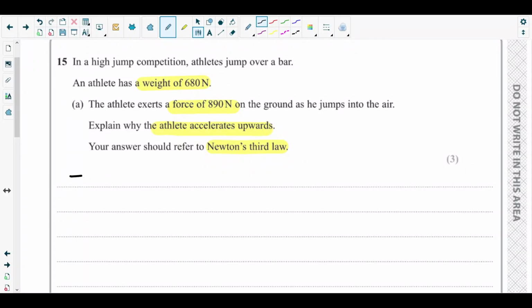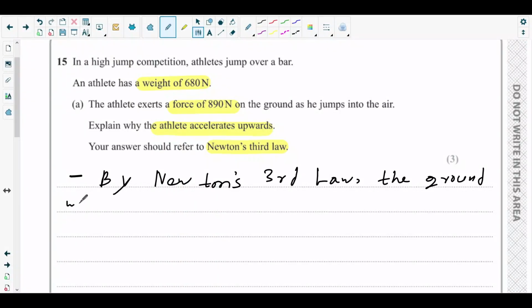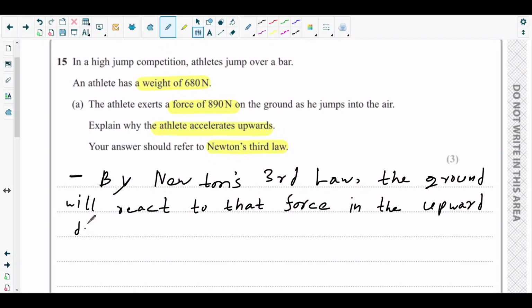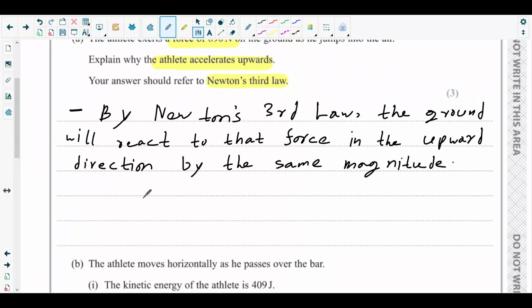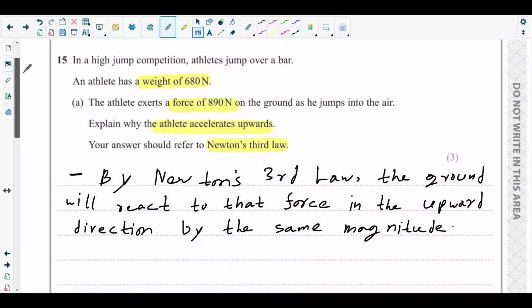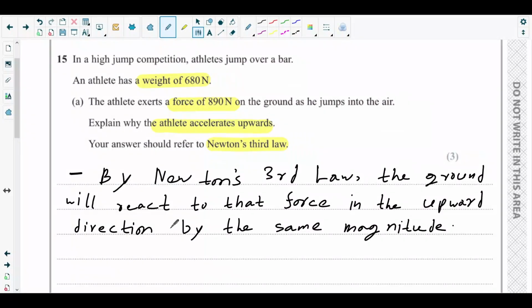So what we can write here: by Newton's third law, the ground will react to that force in the upward direction by the same magnitude. If the athlete exerts a force on the ground, the ground will react to that force in the upward direction by the same magnitude.